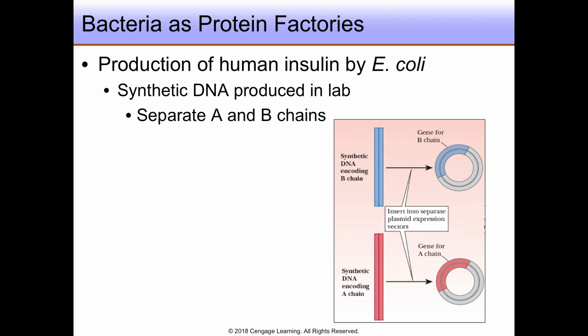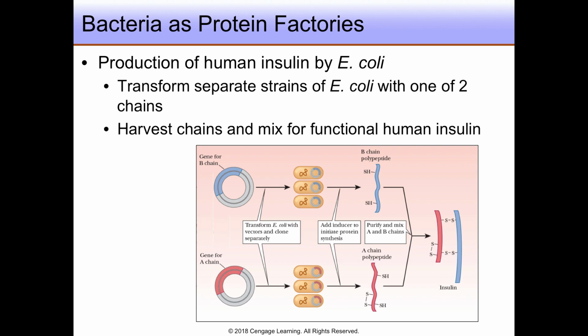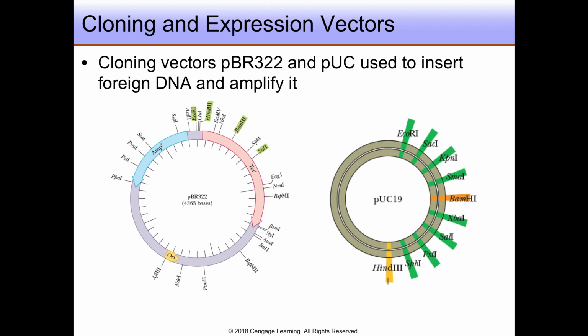The first step in the cloning process was to synthesize DNA in the lab to give separate A and B chains. These were then inserted into bacterial plasmids, as shown below. Separate strains of E. coli were then transformed with one of the two plasmids, as illustrated here. The protein products were isolated from the bacterial hosts and then combined to form the functional human hormone, insulin.